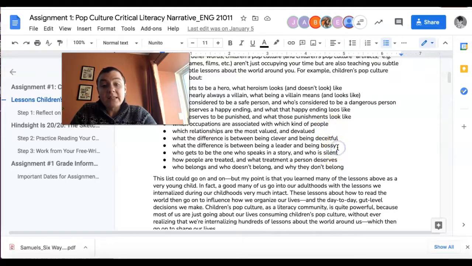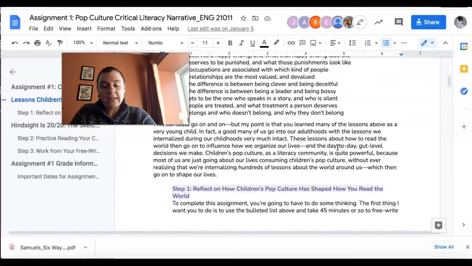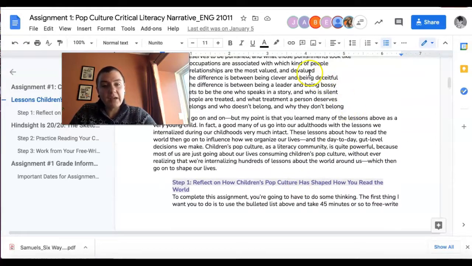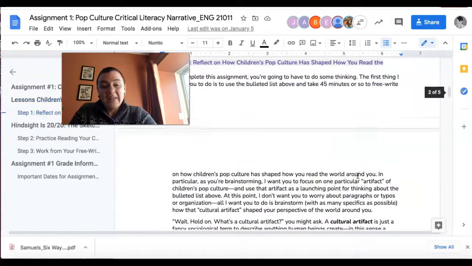That kind of thing. What's the difference between being a leader and being bossy? I might look at the difference between Harry Potter and Hermione Granger, who knows a whole bunch of stuff, but who gets portrayed as a sort of know-it-all, right? So does that make sense? You're thinking about those things, and that's what step 1 asks you to do: go back up here and think about these bullet pointed questions and then answer those.